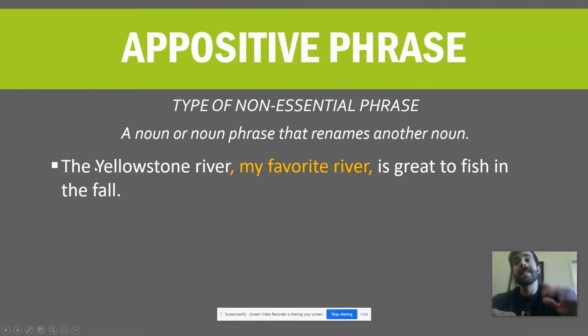So I could read this either way. I could say the Yellowstone River is great to fish in the fall, or I could also say my favorite river is great to fish in the fall. Both sentences work, but since I'm giving you both of them, the second definition of the term is going to be separated with commas as a non-essential appositive phrase.